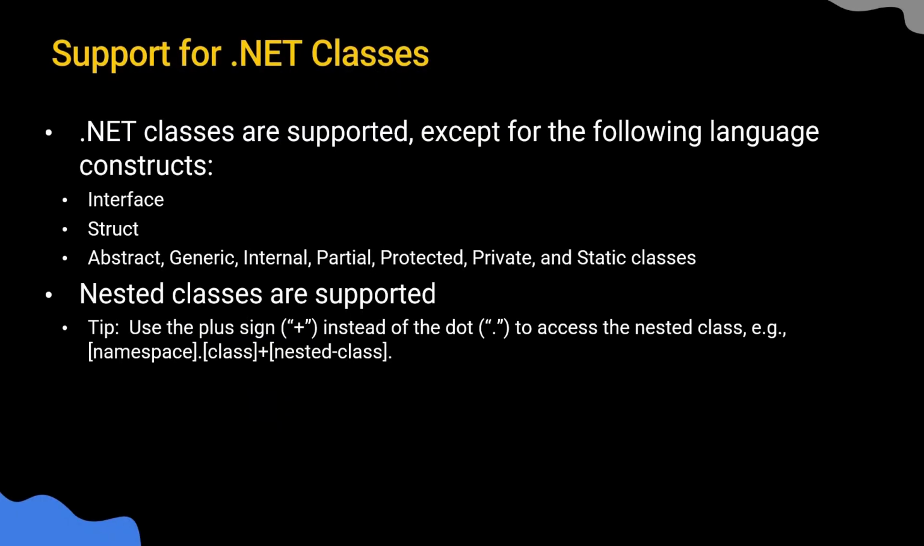In terms of .NET, classes are supported, but certain C# language constructs are not. Again, an interface, which is a contractual obligation for a class, is not supported. So you can't pass an interface to and from PowerBuilder. Structs are not legal to pass back and forth. Abstract classes, generics, internal classes, partial classes, protected classes, private classes, and static classes, none of those are supported.